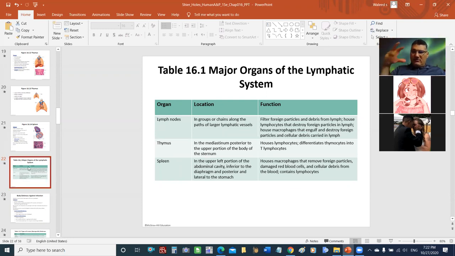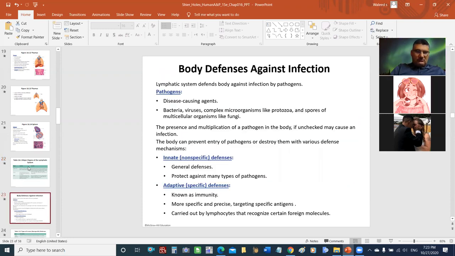So remember all these lymphatic organs. If you forgot it, just say all of them contain macrophage and lymphoids, two types of cells. Which one? Just make it easy for yourself and say all of them. Now, how do we defend our body?